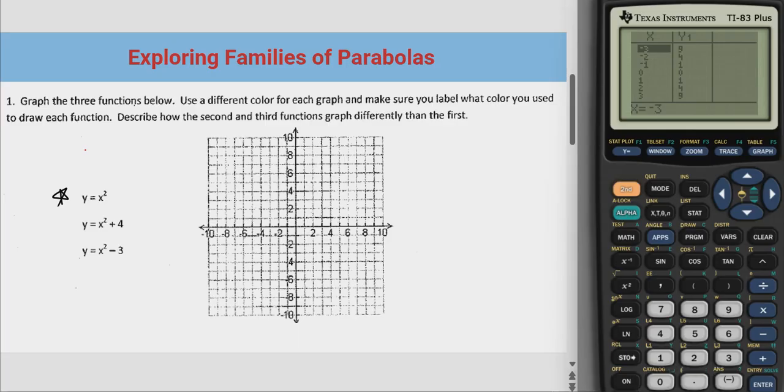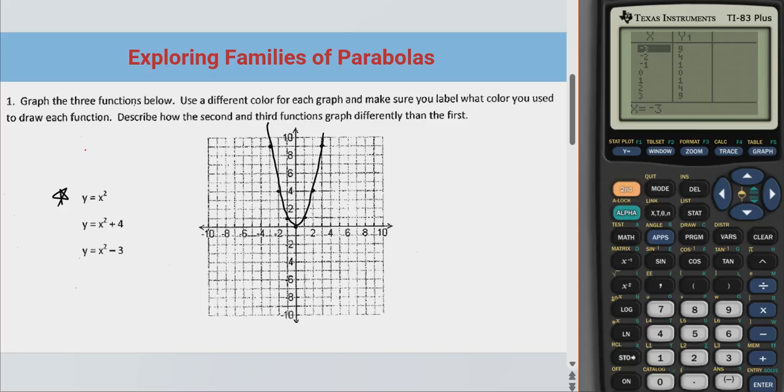I'm going to graph this first one in black, right? So I have a point at 0, 0, and then I have points at negative 1, 1 and positive 1, 1, and then negative 2, 4 and positive 2, 4, and then negative 3, 9 and positive 3, 9. Right, and I'll just do my best to connect those with a smooth line. And so that shape is called a parabola. What we want to do is look at how we can move that graph around on the coordinate plane.